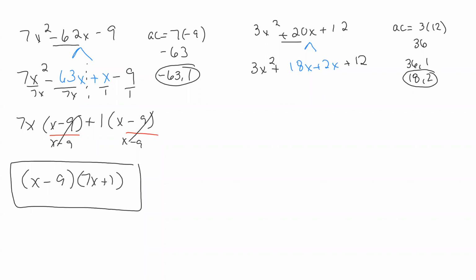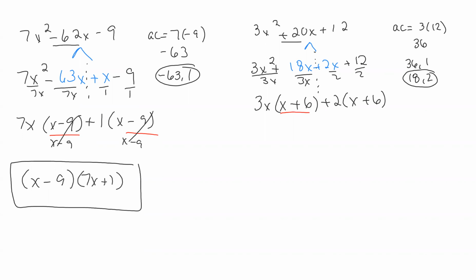I factor by grouping. So looking at the first half of the problem, I have a GCF of 3x. When I divide both of those terms by 3x, well, 3x squared divided by 3x is just x, and then 18x divided by 3x is plus 6. Looking at the second half of the problem, I have a GCF of 2. When I divide each of those terms by 2, I'm left with x plus 6.